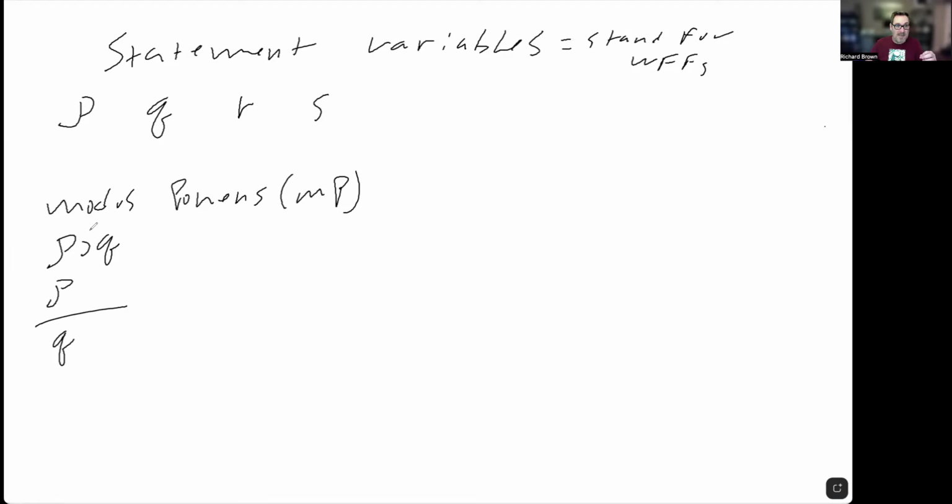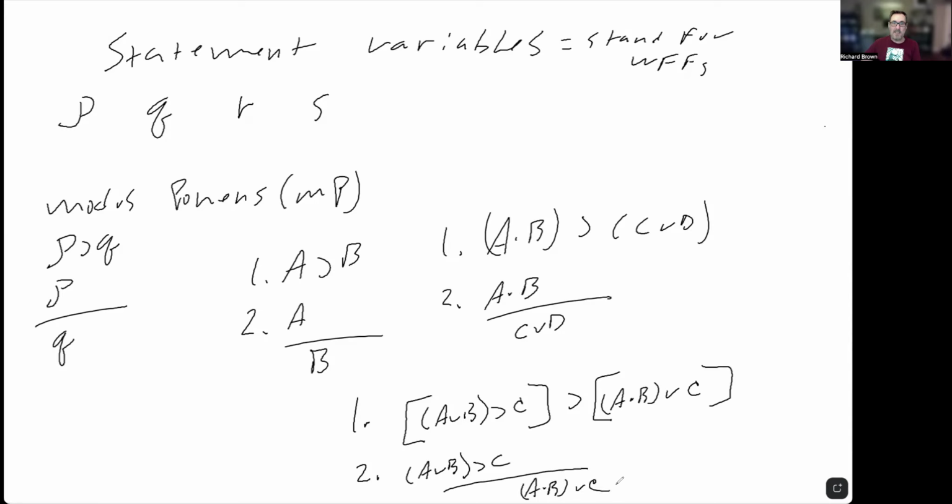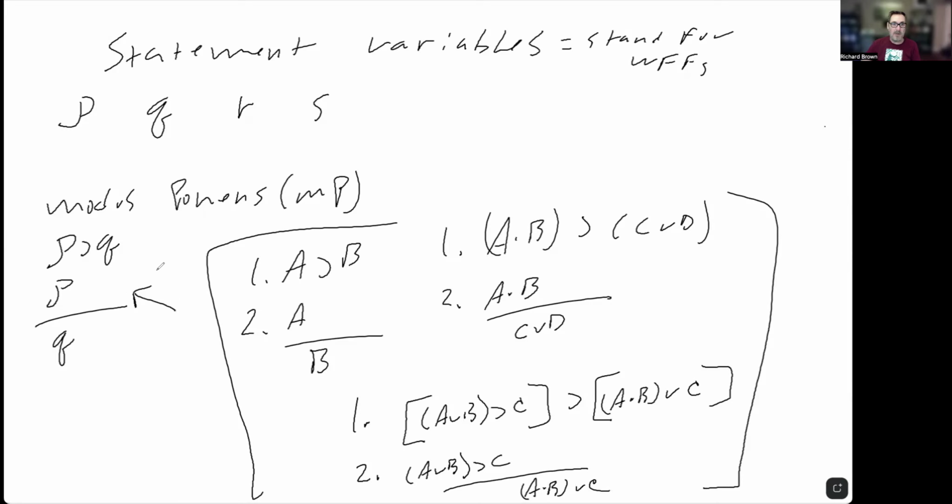You could even have something more complicated, like maybe you had A wedge B horseshoe C, horseshoe brackets A dot B wedge C. I'm just making this stuff up. So that might be our first premise. The second premise might be A wedge B horseshoe C, and then the conclusion of this would be A dot B wedge C. So all of these things that I've written here on the board can be seen to be versions of modus ponens with different assignments of the P and the Q.